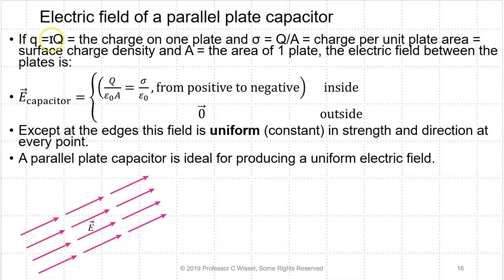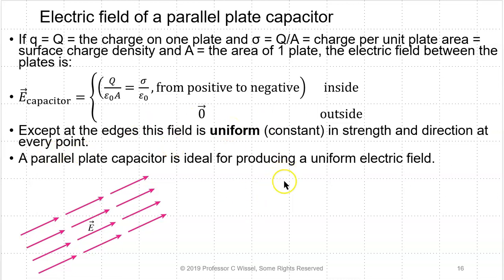If little q equals big Q, which is the charge on one plate, and sigma equals Q over A, which is the charge per unit area, in other words, coulombs per square meter, that is the surface charge density, and A is the area of one plate, then the electric field between the plates, the electric field of the capacitor, equals Q over epsilon naught A, or equals sigma over epsilon naught. It runs from the positive plate to the negative plate inside the capacitor, and it's zero outside the capacitor.